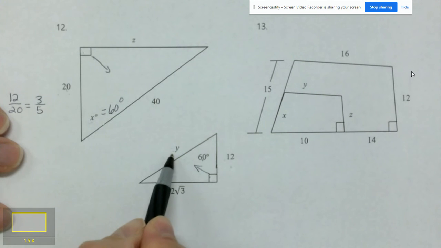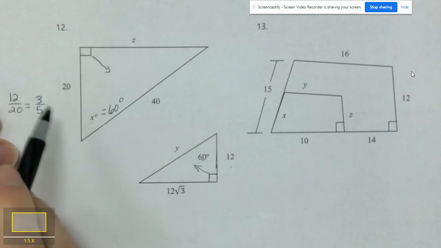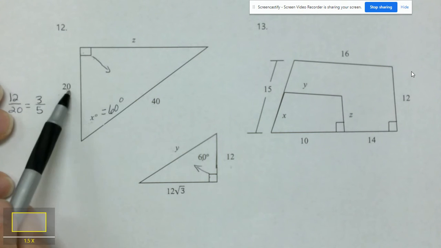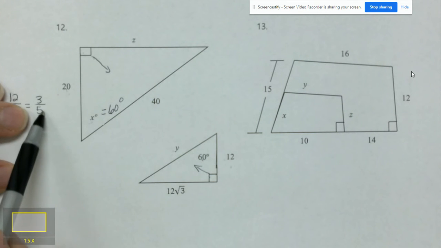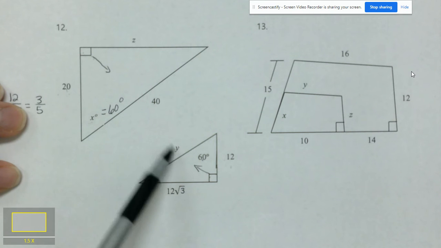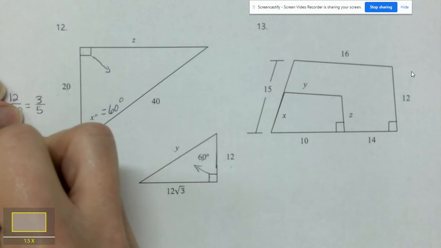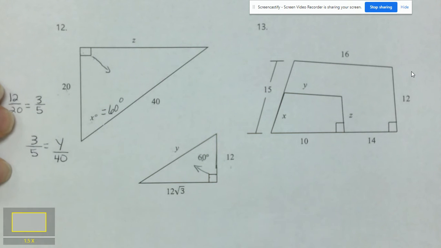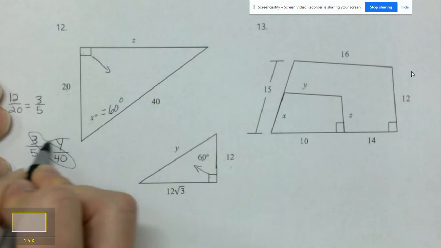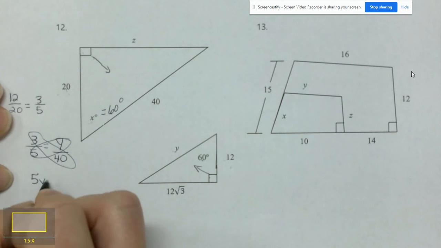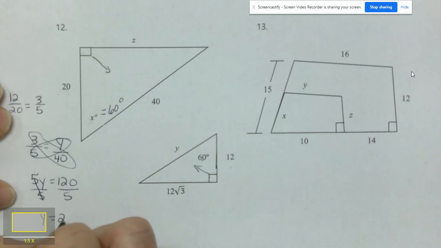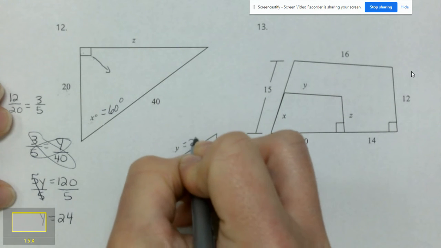Now let's look at y. Okay, y is the hypotenuse. So I did 12 to 20. I did the smaller to the larger. So 12 to 20 is 3/5. So now I have to do y is to 40. So 3 is to 5 as y is to 40. Now we cross multiply here. That gives us 5y equals 120. Divide by 5 on both sides, and we get that y is equal to 24. So our y is 24.